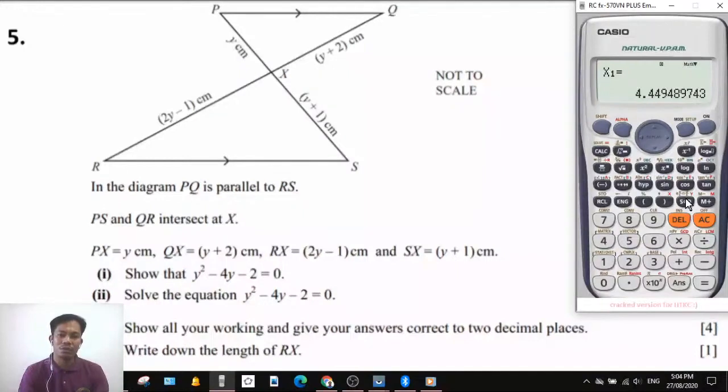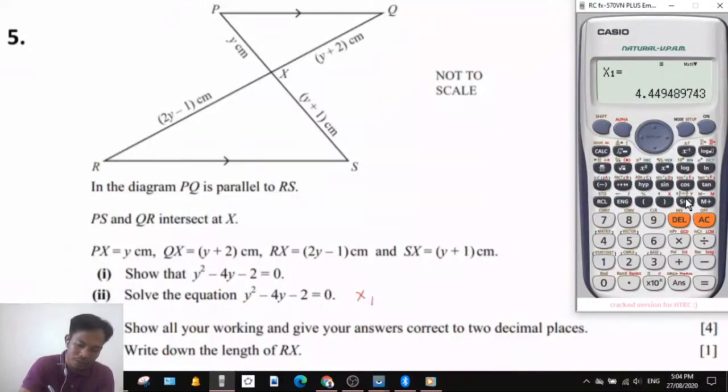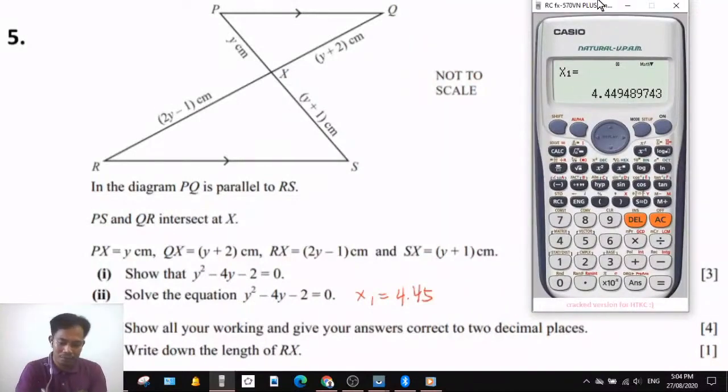Okay, what are the answers? It is 2 plus the square root of 6. So the first answer here for question number 2, x sub 1, is equal to 4.45. But again, you have to show all your working. I just don't want to repeat the discussion about the quadratic formula. X sub 2 is equivalent to 2 minus the square root of 6, which is negative 0.45.